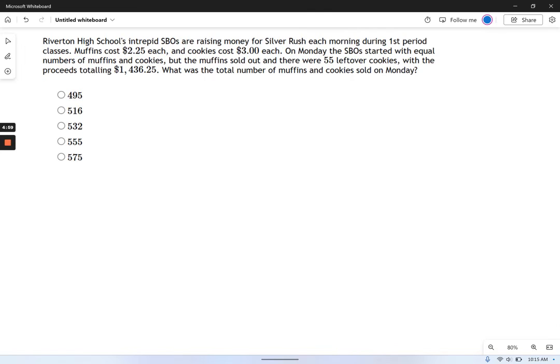We have some information given to us here. Riverton students are raising money by selling cookies and muffins. And we know how much muffins cost. They're $2.25 each. We know how much cookies cost. They're $3 each. We also have some information about how many total muffins and cookies were sold.